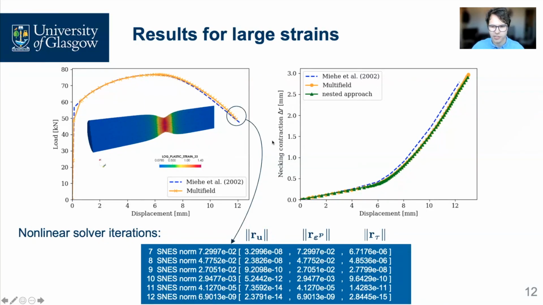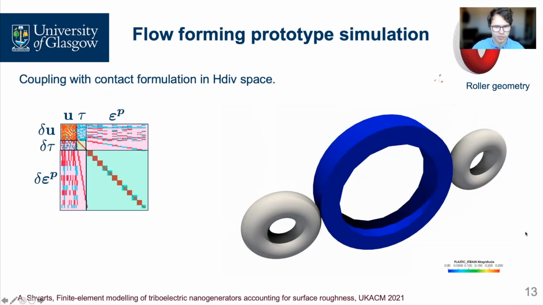Towards the end of the simulation, our method really struggles to converge, and it's because when plastic strains become dominant in the problem, this residual starts to scale very differently than the others. So this is an issue that we will have to deal with in the future. However, I will still present an example of flow forming as promised in the title.